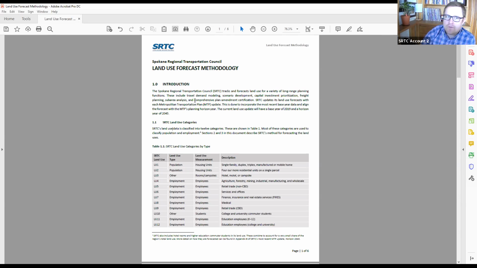It just goes over the methodology we're going to work and have been working through to develop this MTP update's land use forecast. So it starts out just with a quick introduction and goes over our different land use categories. There are 12 of them. 2 are population-based, housing units for single and multifamilies, then hotels and students, commuter students, and then the remaining 8 are all employment-based categories.